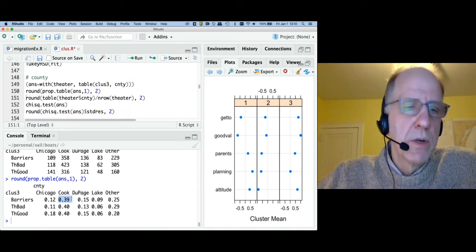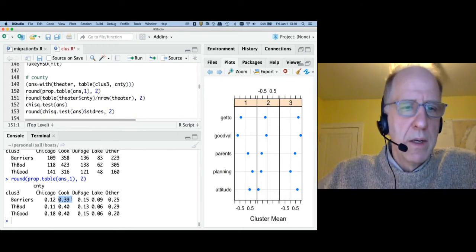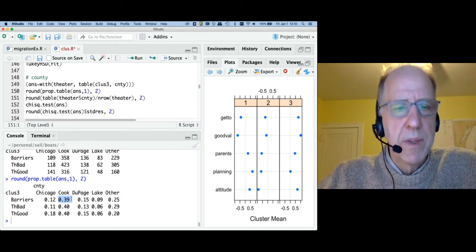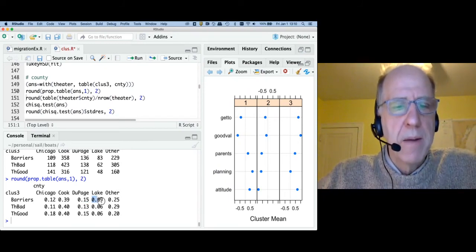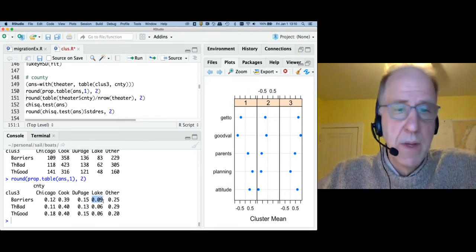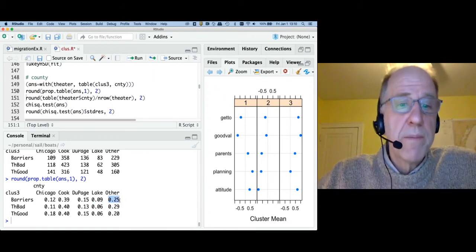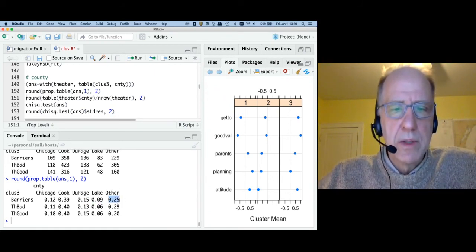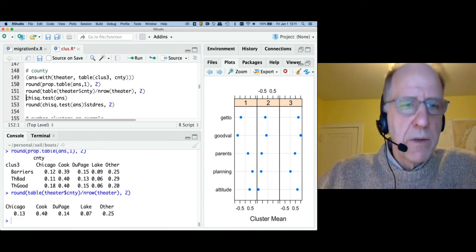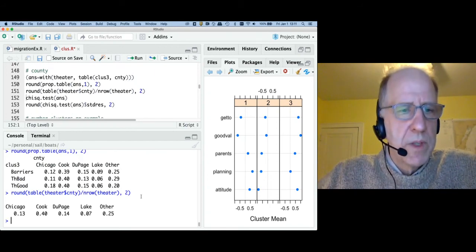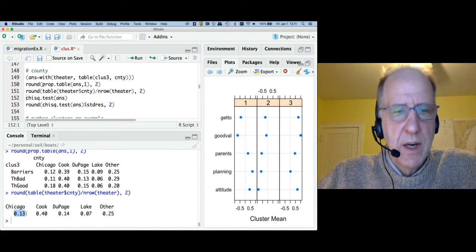39% live in suburban Cook County. Chicago is also in Cook County, but these would be the inner suburbs. About 15% live in DuPage County, which is west of Chicago. 9% in Lake, which is a county north of Chicago. And then about 25% live in other counties that are further out. These would be exurbs. All of these percentages add up to 1. So 100%.